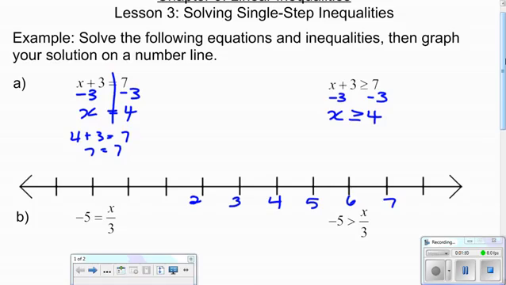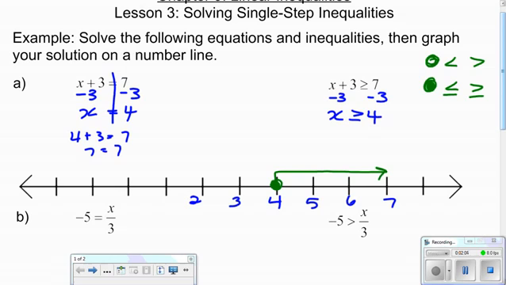So my boundary point is 4. When I look at the inequality, it's a greater than or equal to, so that means the dot is going to be colored in. Remember, open dots, use these inequalities, closed dots. Okay, just a reminder, so boundary point is 4. X has to be bigger or greater than 4, so that means it's got to go this way.